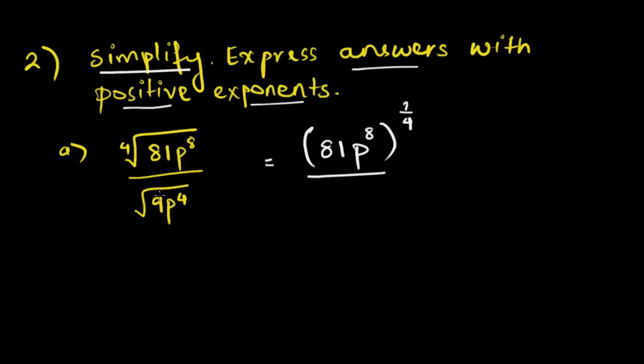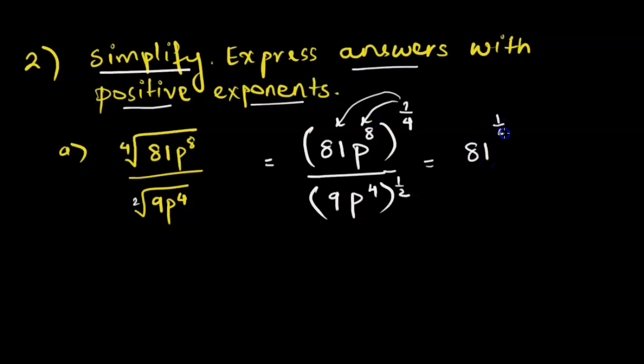Over here there is a radical of square root. So square means this number is 2 here. We can write down the whole thing with a power 1 over 2. Now we know when the whole thing has a power, that power belongs to each of the terms inside the bracket. So we can write down 81 to the power of 1 over 4 times p to the power of 8 times 1 over 4, over 9 to the power of 1 over 2 times p to the power of 4 times 1 over 2.